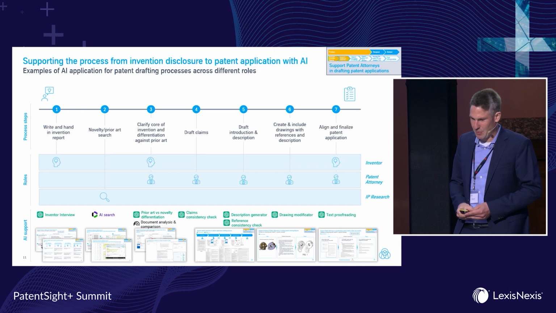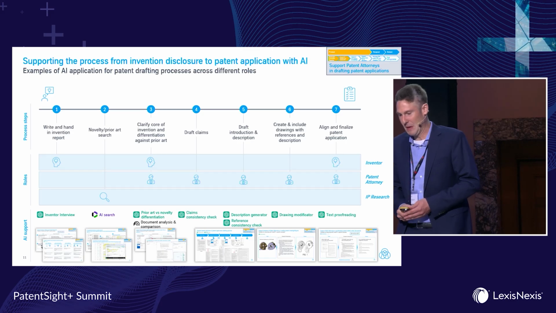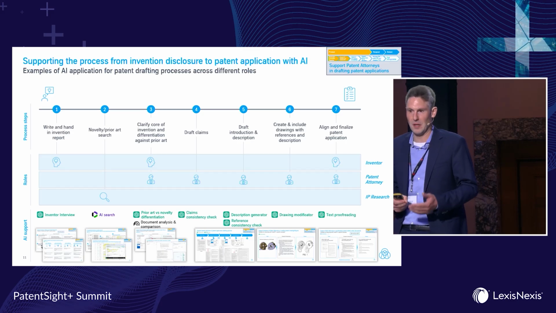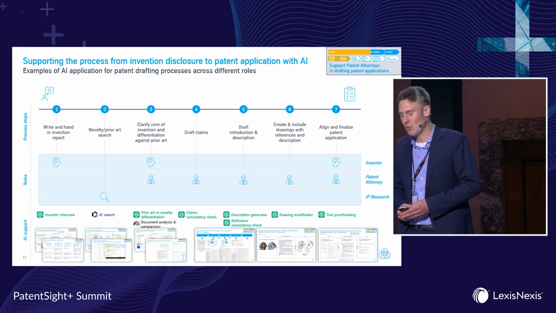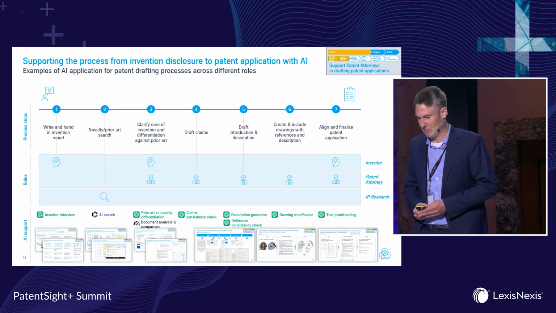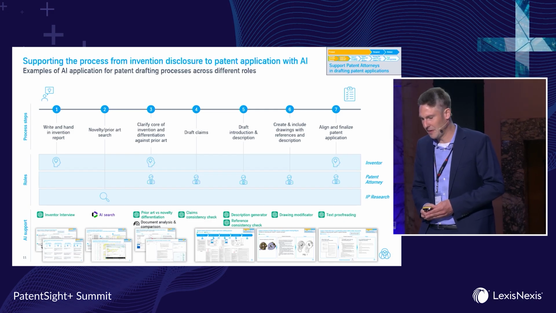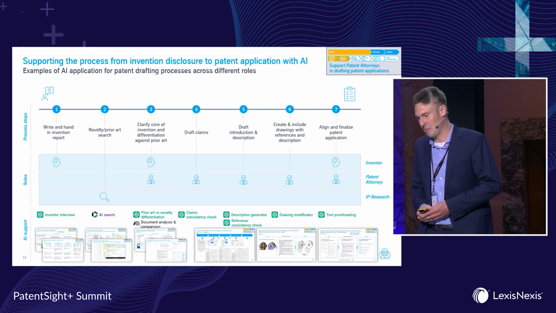This would be an example here of a meaningful and high-frequency process. And this begins with the inventor, who's writing and handing in an invention report. We support our inventors, and I will show you this in more detail in a minute. And here also the IP analyst plays a role with the novelty or prior art search.